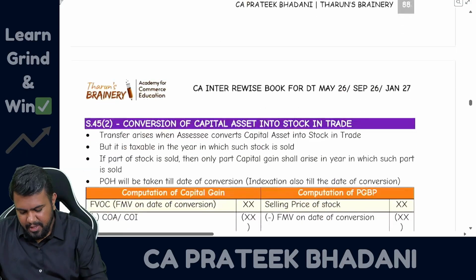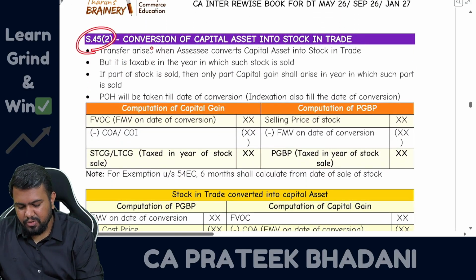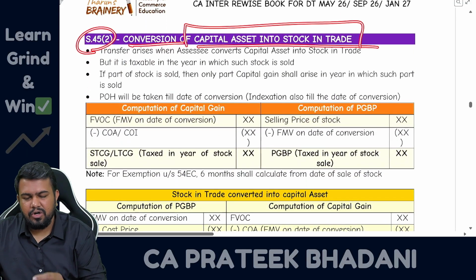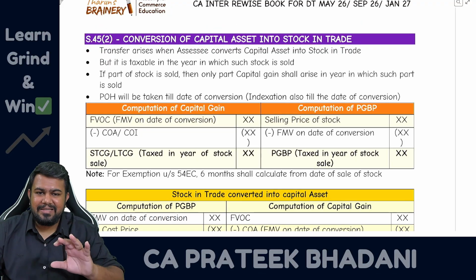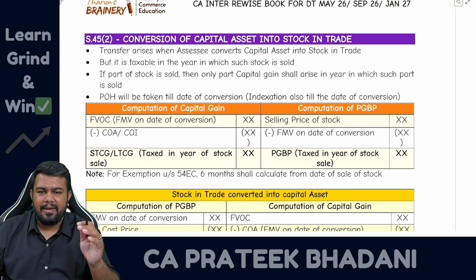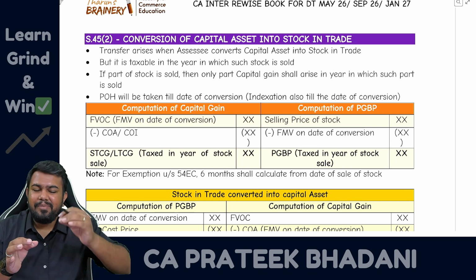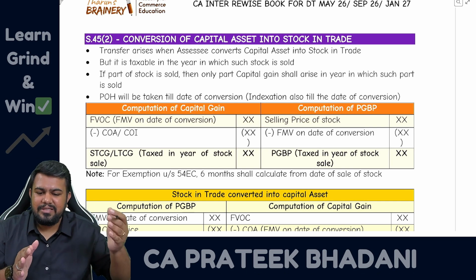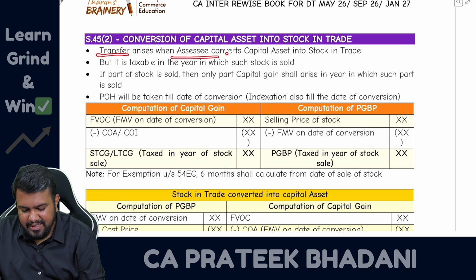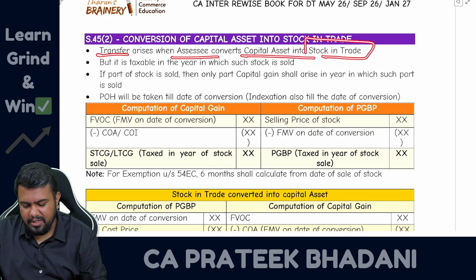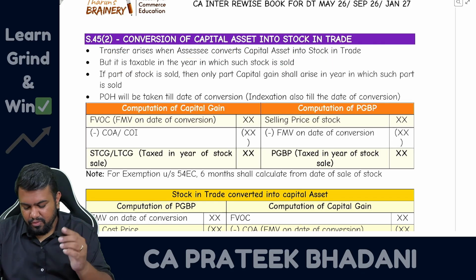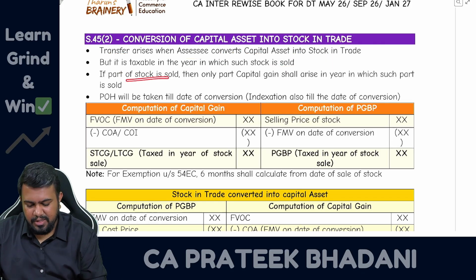You get my point? Now let's come to section 45(2), conversion of capital asset into stock in trade. When a capital asset is converted into stock in trade, in the year of conversion only the capital gain will arise, but it will be taxable in the year in which the stock is sold. So transfer arises when the assessee converts the capital asset into stock in trade. However, it is taxable in the year in which such stock is sold. Moreover, if only part of the stock is sold, then only part capital gain will arise in the year in which such part is sold. Let me give you an example.